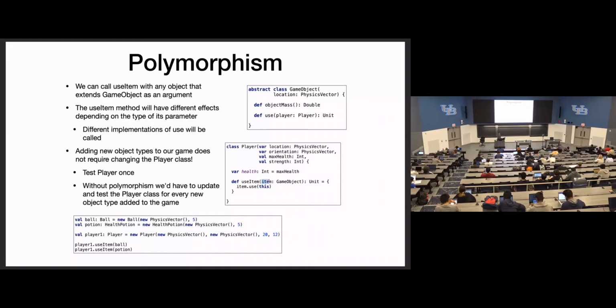So now that we have this parameter, we can create a new player and call useItem on either a dodgeball or a health potion. One method, and we have this implicit line, item of type game object equals dodgeball, which is of type dodgeball, or item of type game object equals potion, which is an object of type health potion. Both of these work because both dodgeball and health potion extend game object, so objects of those types can be stored in a variable of another type.